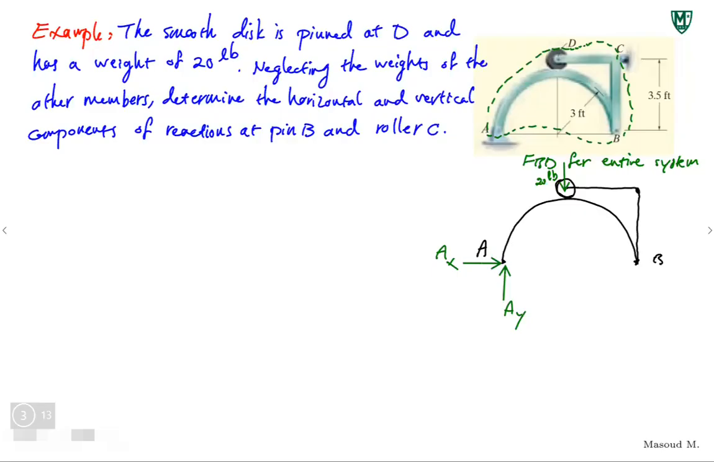And yes, we should include CX. Remember, this is the whole structure. Don't get lost. This is the structure that we are looking at right now. It is connected at point A, and there is a roller there at point C. So definitely we have to take into account that force. Put that as CX.